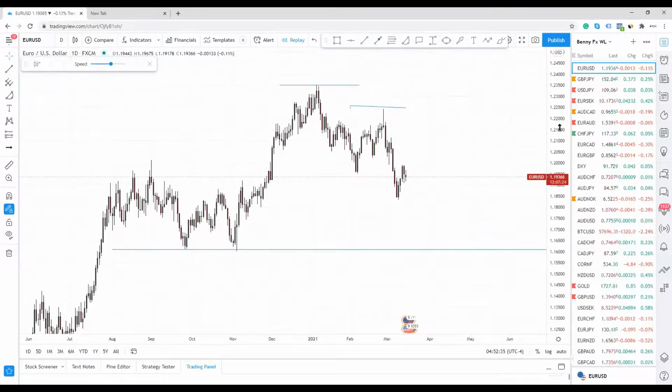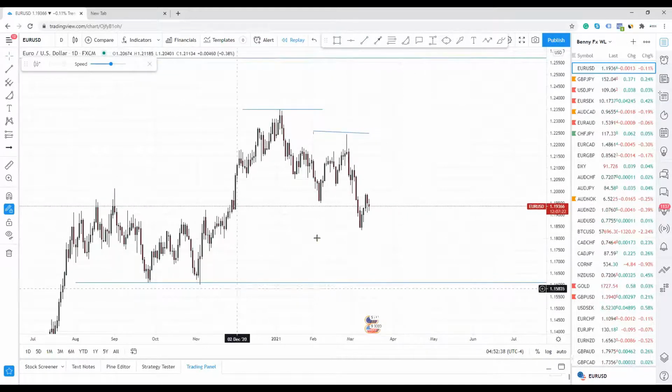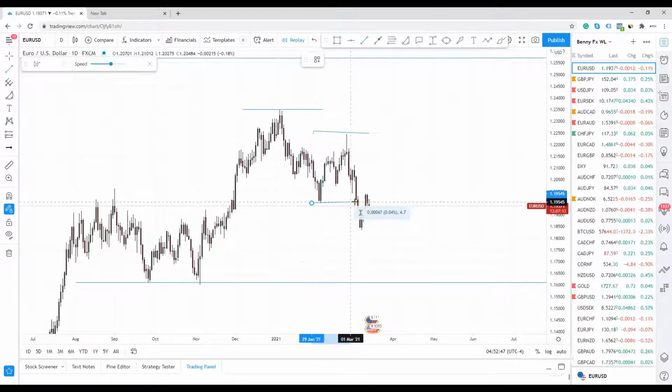Now it depends on what time frame we are looking at right now. On the daily time frame, I want to identify, I see there's a double bottom here. This is my weekly double bottom. I can also see the price actually broke this structure.